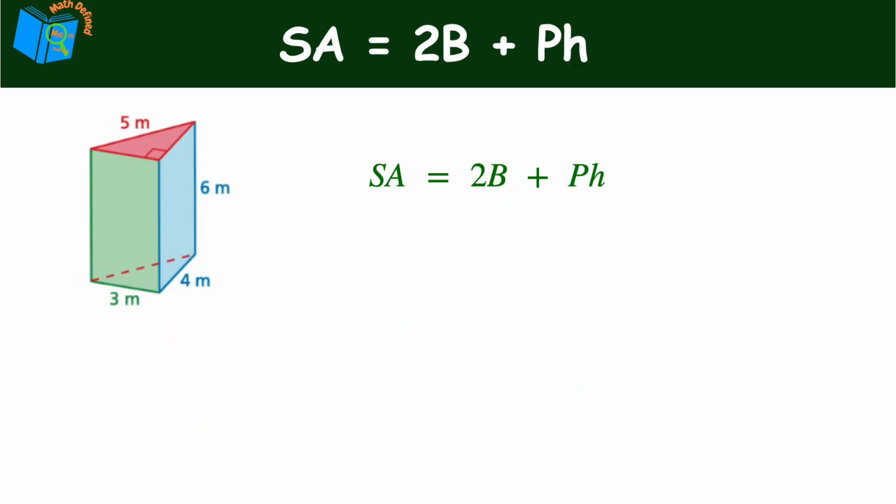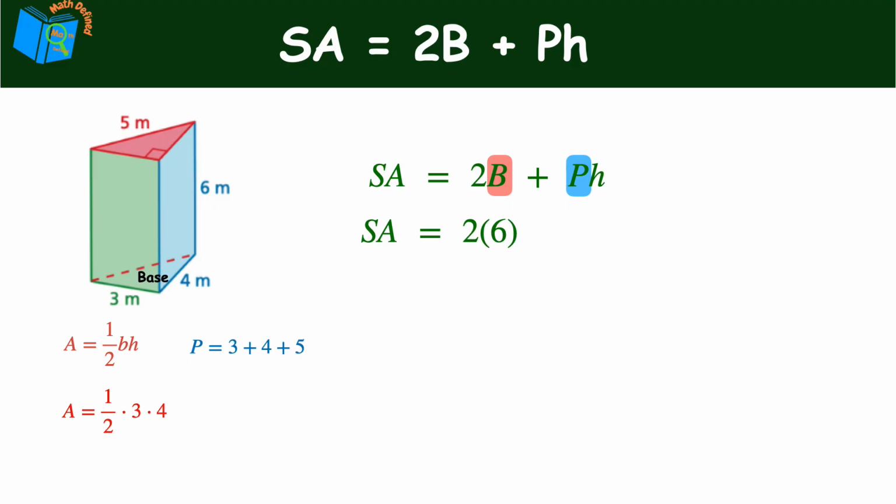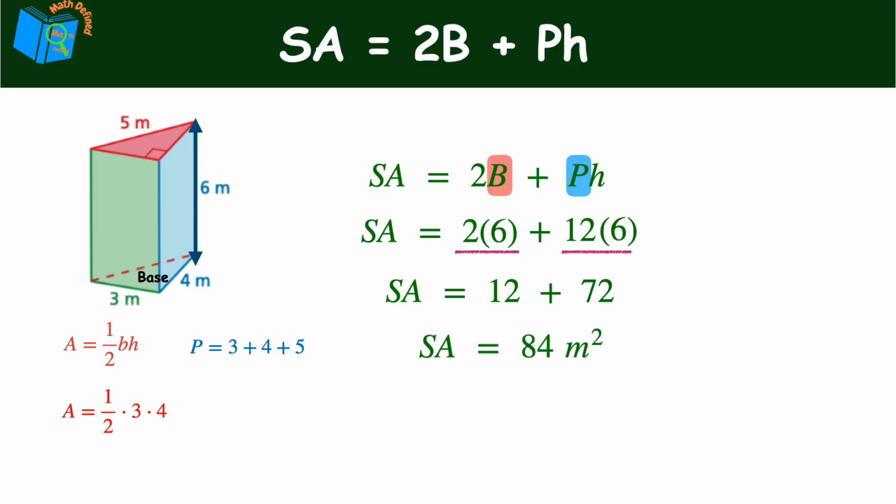Now let's use the formula for the triangular prism. The base is a triangle. To find its area, we need to use the formula 1/2 times base times height. The base of the triangle is 3 meters, and the height of the triangle is 4 meters. 3 times 4 is 12, and 1/2 of 12 is 6. Next, we need to find P, the perimeter of the triangle. Triangles have 3 sides, so we'll add together 3 plus 4 plus 5, which gives us 12. And then the H, or the height of the prism, is 6. Now we'll multiply and then add to get a surface area of 84 square meters. Same answer as before, just faster.